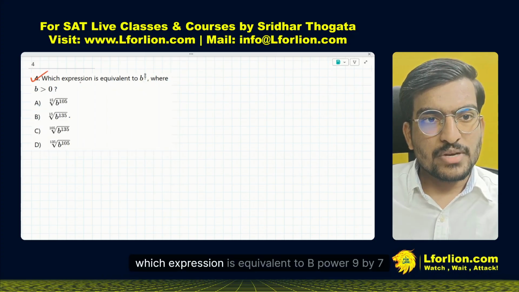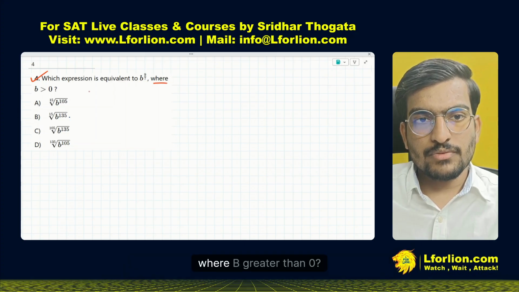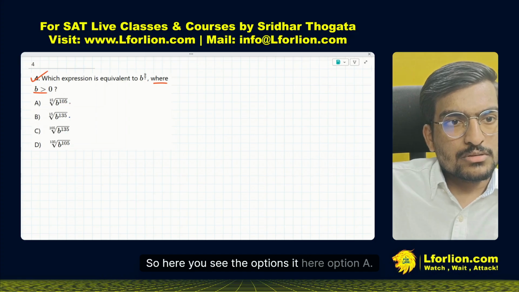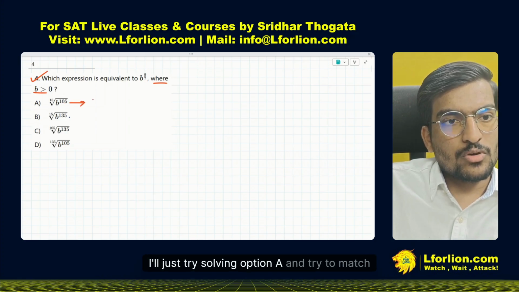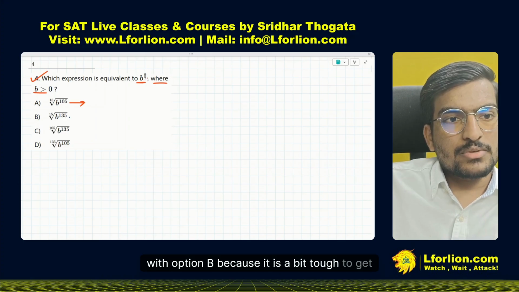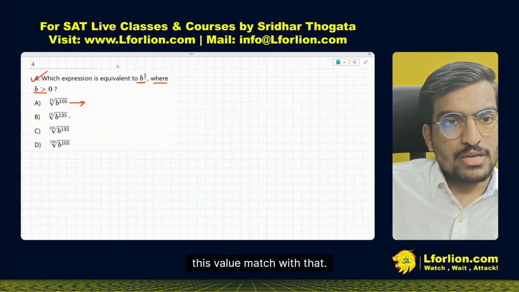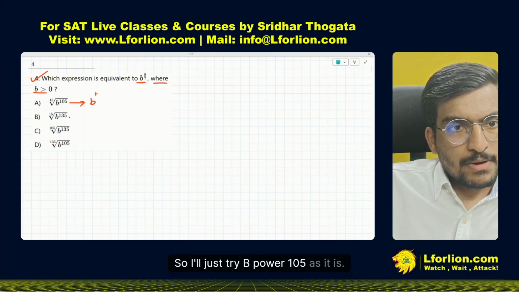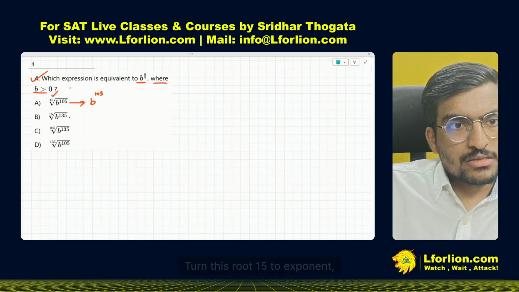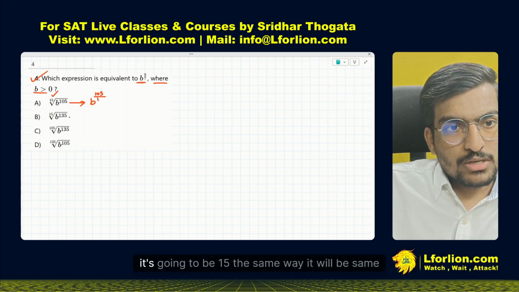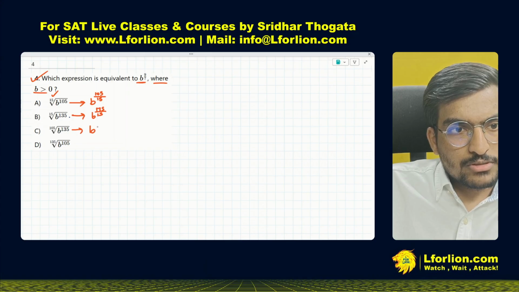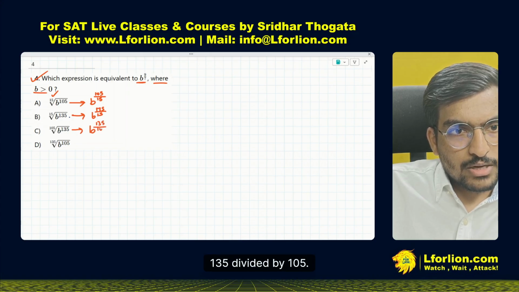Number 4, which expression is equivalent to b power 9 by 7 where b greater than 0? So here you see the options. I'll try solving option A and try to match it with the target, because it is a bit tough to get this value to match directly. So let's try it this way. I'll take b power 105 as it is, and turn this root 15 into an exponent, it's going to be 15. The same way for this, it's 135 divided by 15, and for this, 135 divided by 105.